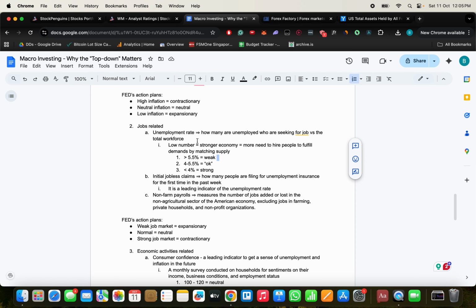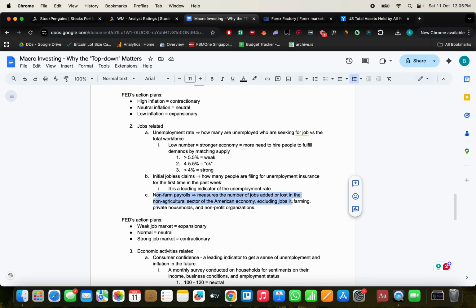Less than 4% indicates a strong economy, right? Number two, your initial jobless claims. How many people are filing for unemployment insurance for the first time in the past week? This is a leading indicator of the unemployment rate, because it is on a weekly basis, but your unemployment rate is a monthly kind of rate. So if this starts to shoot up, it may indicate that the unemployment rate may have some negative impact, right?